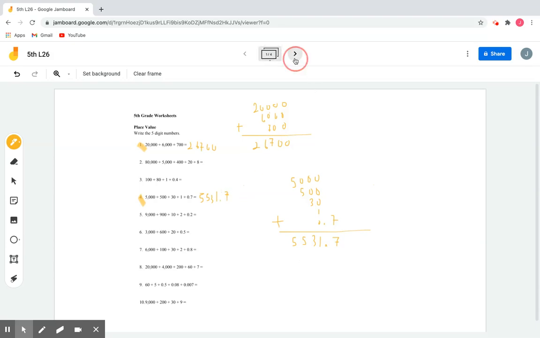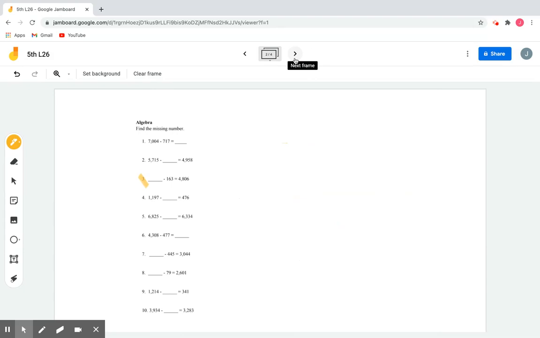Alright, let's move on. So next one, we're going to find the missing number, and I'm going to work on number 3. So we had this number, and then we subtracted this by 163, and then we got 4,806. So I subtracted this number by 163, and then I got 4,806. That means if I add this number to this, I would get the missing number, right? So I'm going to add this.